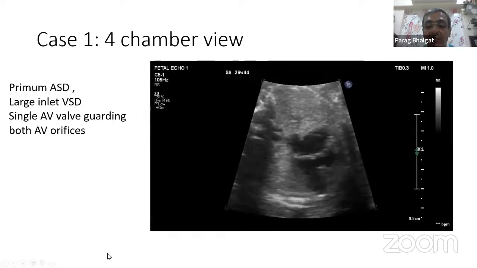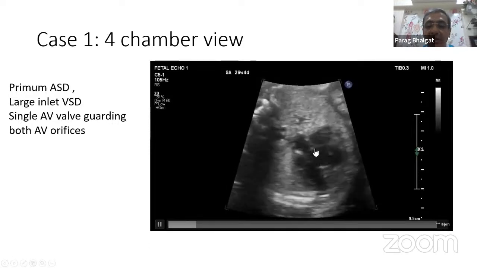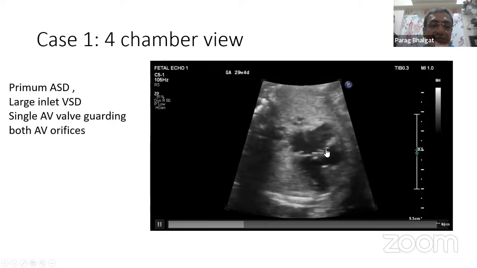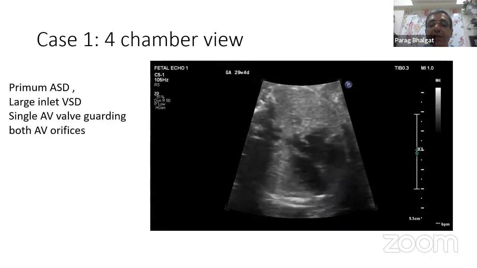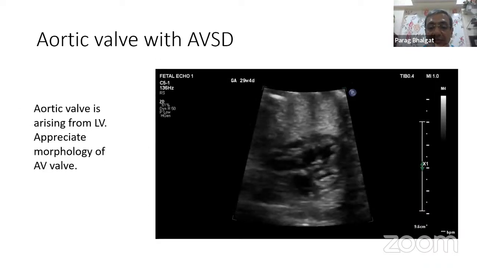So this is the four-chamber view. Important thing to appreciate is a large primum ASD, large inlet VSD, common AV valve or single AV valve. Just look at the image again and again and you will appreciate all the important features in this.